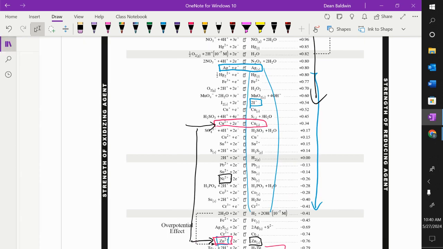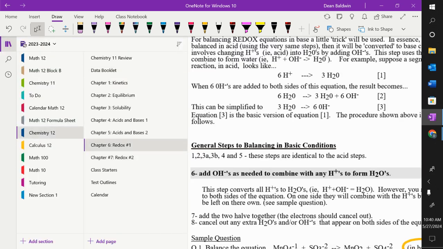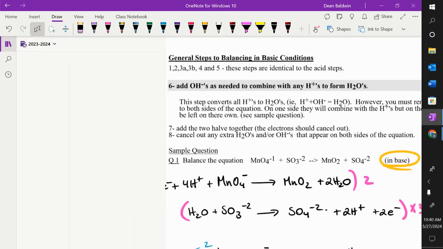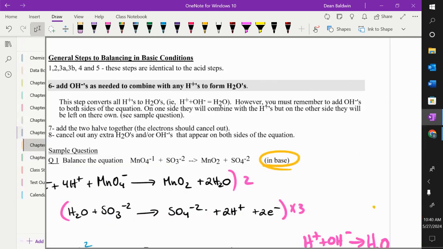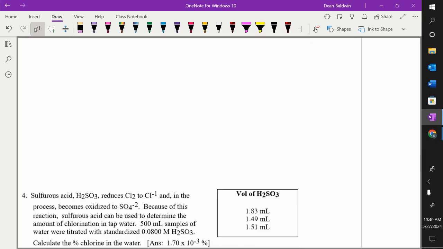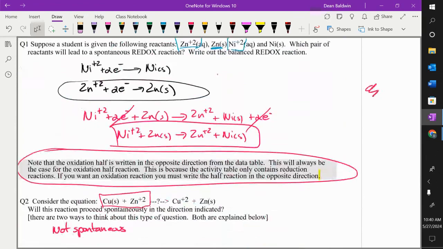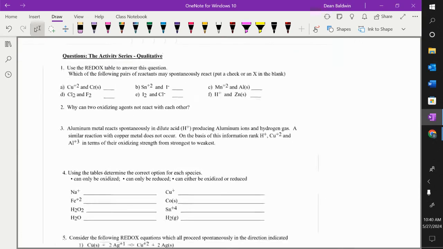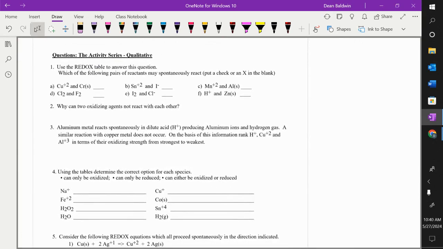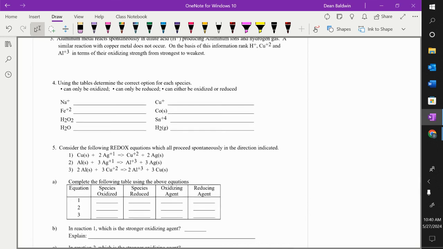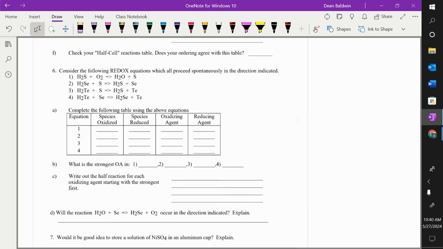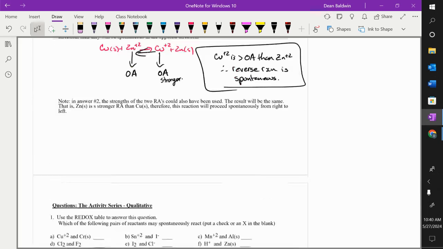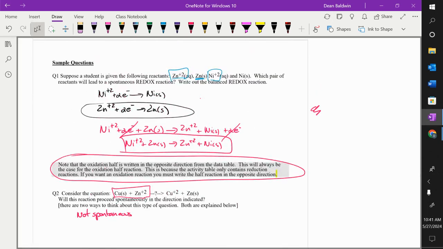Okay. Please do the questions assigned at the back here. If I can find it, there we go. Sorry. Please do these questions. All right. You're just saying whether they react spontaneously. A couple here, you'll have to list which are the strongest and which way the reaction will proceed. Other than that, I think it's okay. I'll post the key, and I'll see you in a couple days. Thanks, people.